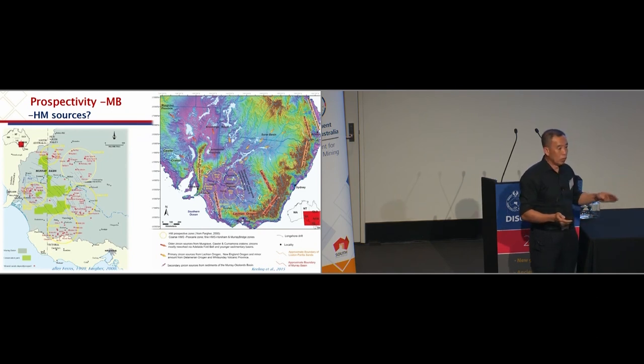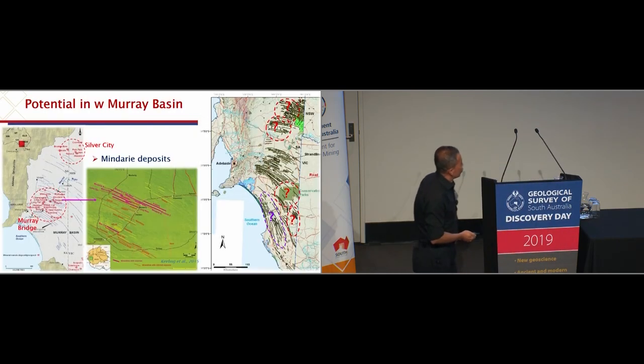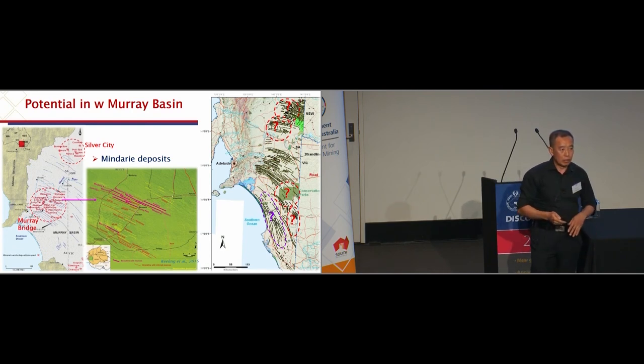This means that between the Murray Basin and this source area, we have potential. A lot of potential area where you can predict the heavy minerals. This question mark circle, we predict maybe you can find more heavy minerals. Just go there to find better luck.